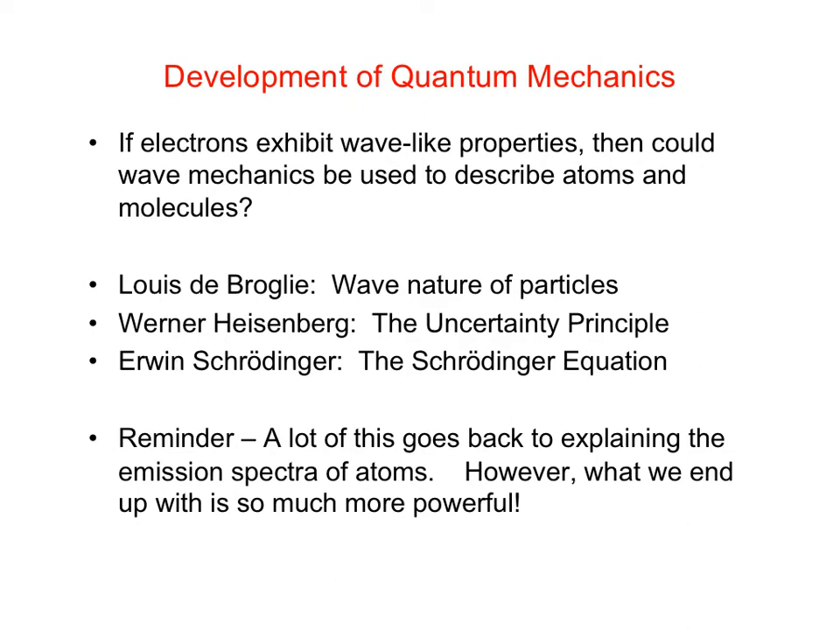As a reminder, all of this goes back to initially trying to describe the atomic emission spectrum. And with the development of quantum mechanics, we were able to do that, but so much more. In a very, very real sense, all of our understanding of chemistry can be tied back to quantum mechanics. Now, we're not going to get into the details of the uncertainty principle or solving the Schrödinger equation. That involves a lot of math that in general chemistry you haven't had yet. But if you go on to take physical chemistry, you'll delve much more deeply into the mathematics of quantum mechanics.